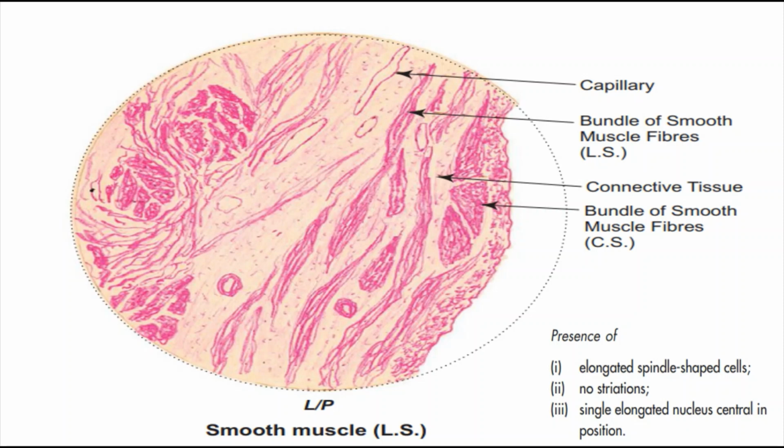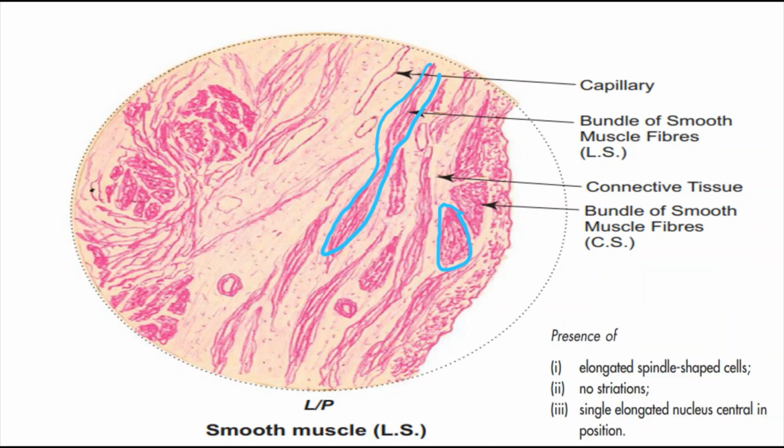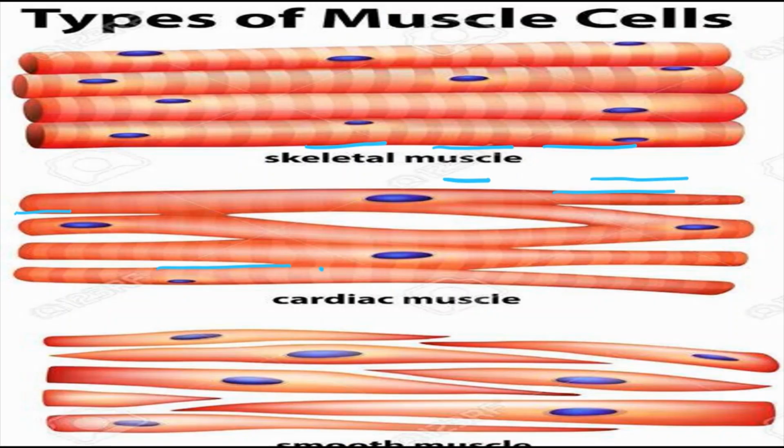When you look at the histological picture of smooth muscle in viscera, this is how it occurs. Mostly there are two bundles of smooth muscle. You can see this bundle here, the longitudinal inner smooth muscle, and then this is the outer circular smooth muscle. The characteristics of smooth muscle are that it is elongated and spindle-shaped, it has no striations, and it has a single nucleus.